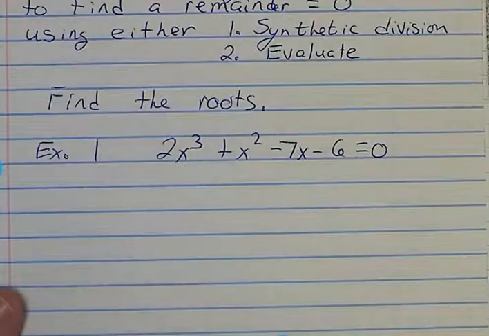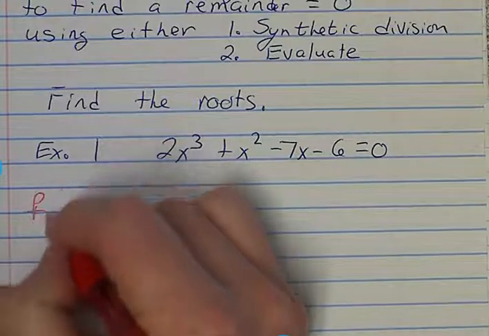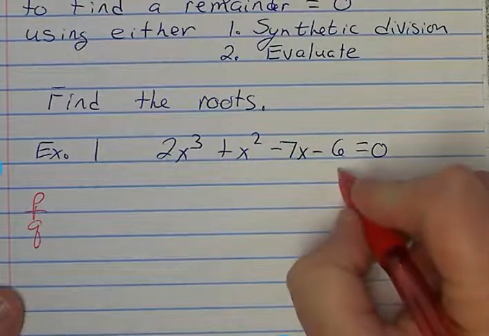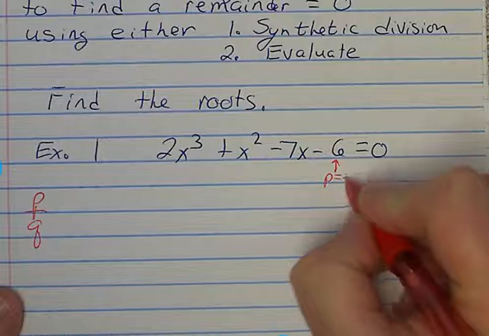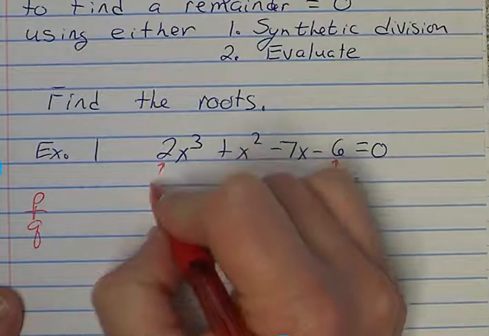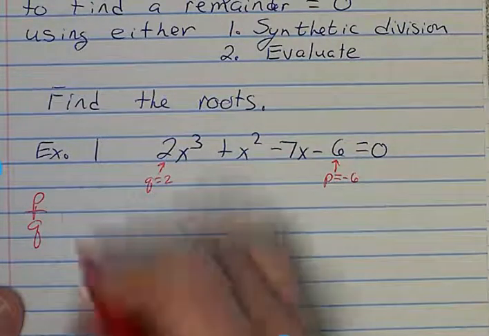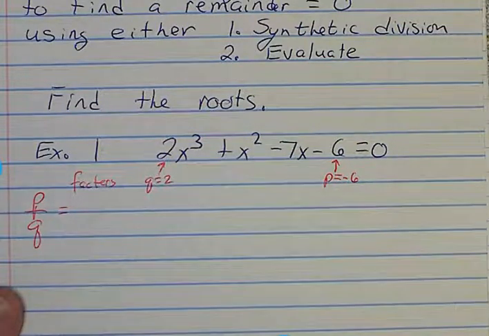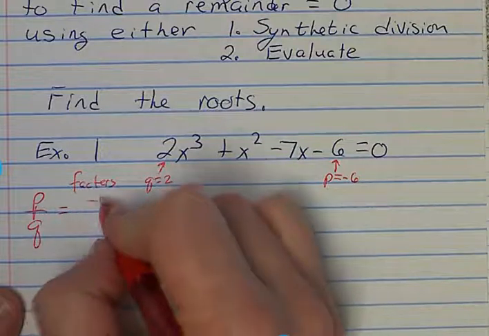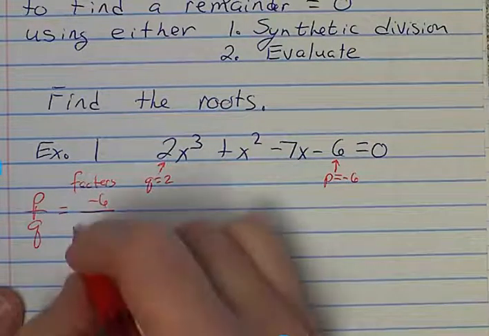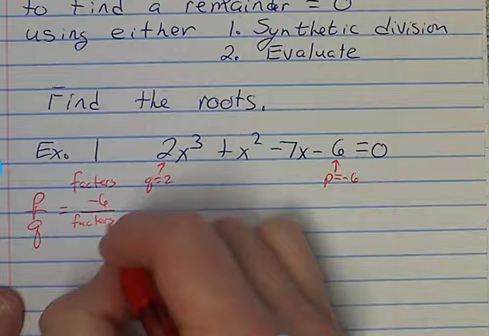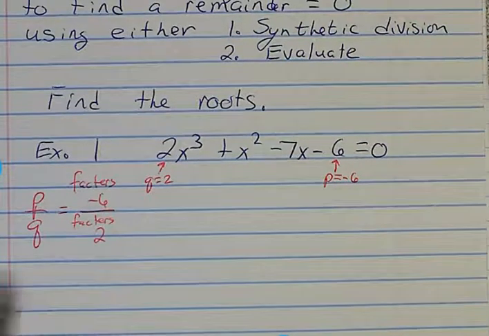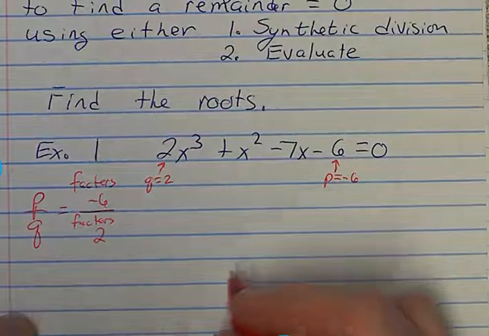First thing we're going to do is the P over Q again. Again, P is our -6, and then the Q would equal 2. So it's the factors of -6 over the factors of 2. Now again, this one they ask you to find the actual roots, or the real solutions, but you still have to go through the possibles to get there.